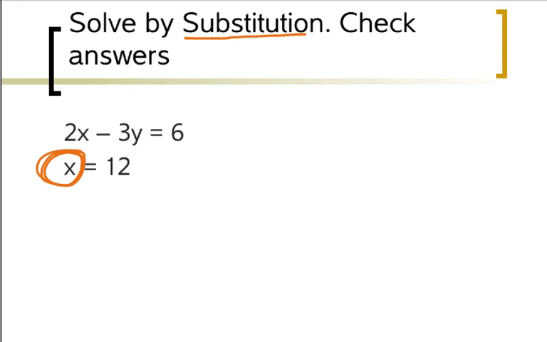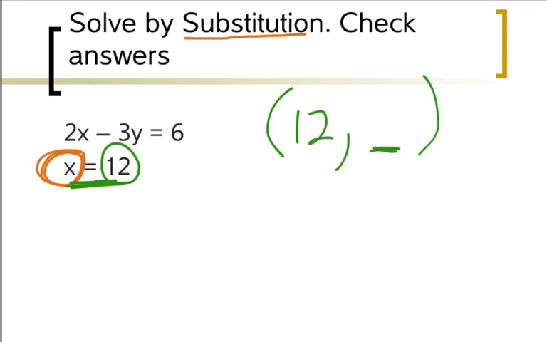So when you see x is alone already, just go ahead and take that x. It's like they gave you an answer already. So all you have to do is take this 12 and say, alright, well that's part of my solution. X is 12, comma, I don't know what the y value is. So now all I have to do is find y by plugging the 12 in for x in the other equation. So all I have to do is write 2 times 12 minus 3y equals 6. And then just work it out and solve for y.